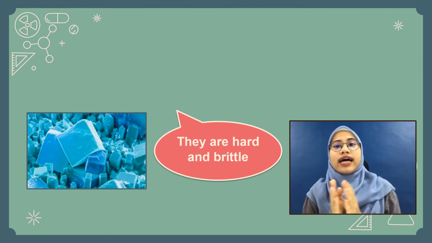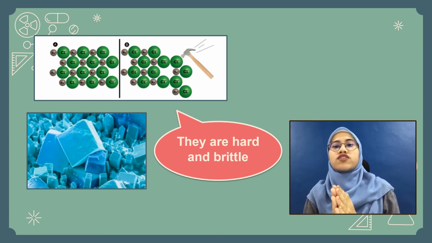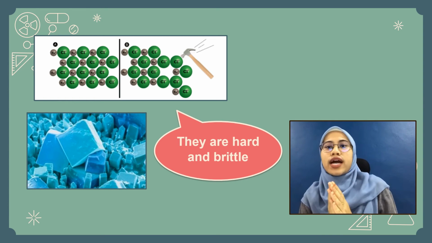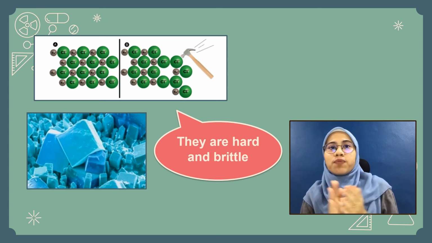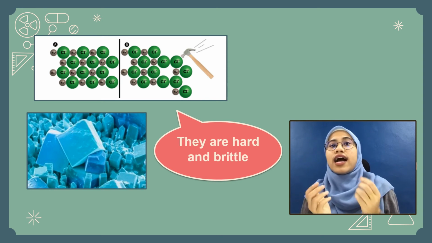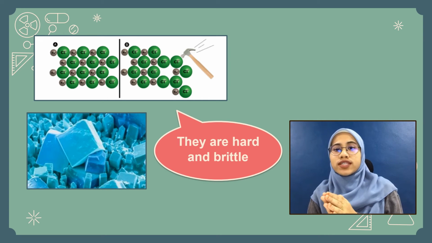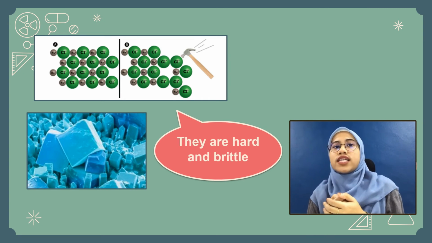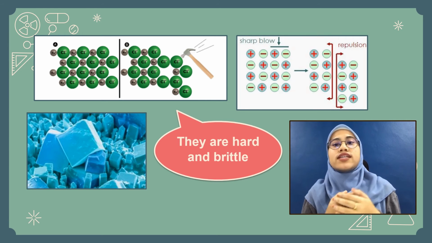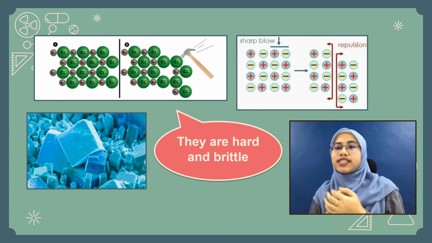Next, ionic compounds are hard and brittle. Ionic crystals are difficult to separate because positive and negative ions are strongly attracted to one another. When pressure is applied to an ionic crystal, however, ions of similar charge may be driven closer together. Ionic solids are fragile because electrostatic repulsion is strong enough to fracture the crystal.